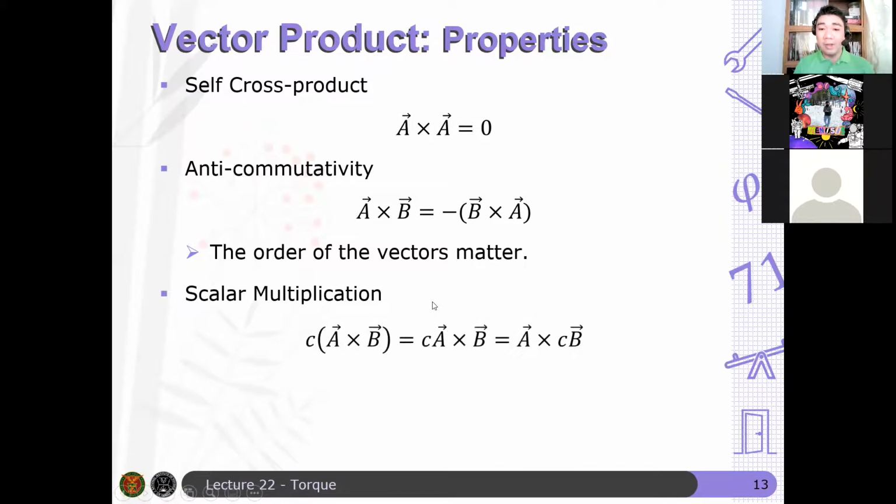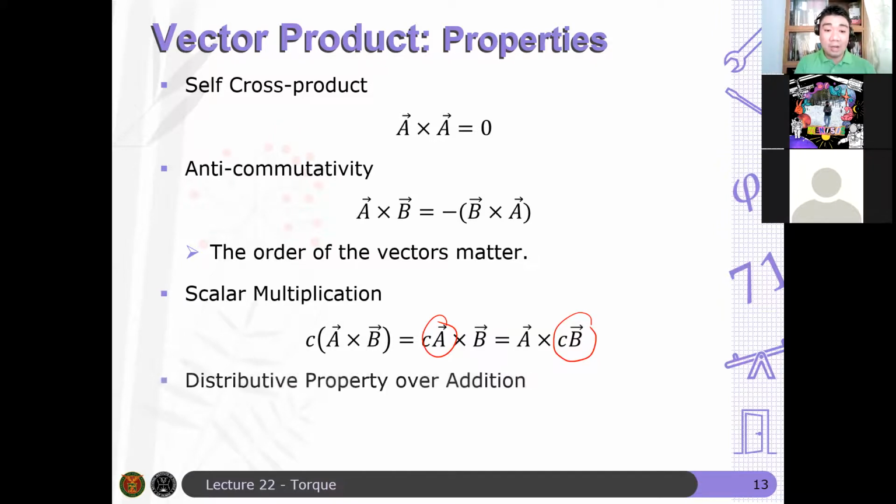Scalar multiplication. So, pwede mong i-distribute yung scalar when you have a cross product. So, C multiplied by the expression A cross B is, you first scale A by some quantity C, and then you can multiply it with B. Same thing with, you scale B by some C, and then you multiply it by A. Pero dapat ordering pa rin, tama pa rin yung ordering. And also, it's still distributive over addition of vectors. The cross product is distributive over addition. Okay, yan yung iba sa mga properties ng vector product.